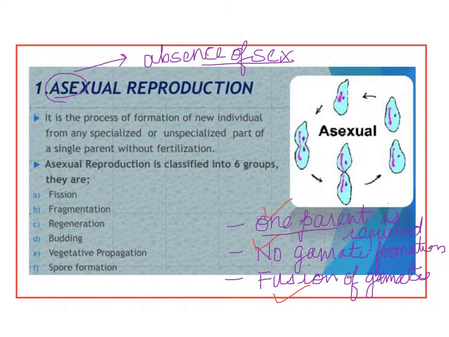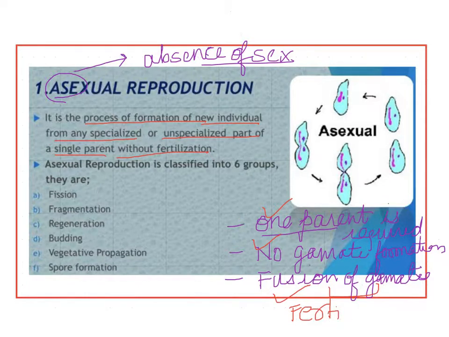Right? Now let's define it. So it is a process of formation of a new organism from a specialized or an unspecialized part in a single parent without fertilization. So as I told you, one parent is required. There is no formation of gametes and there is no fusion of gametes. The fusion of gametes is also called fertilization. Okay?